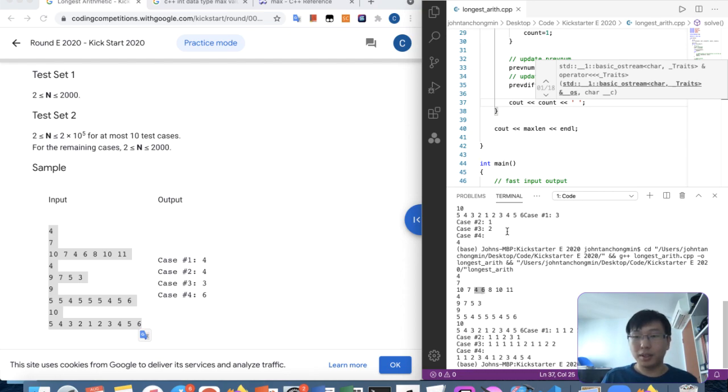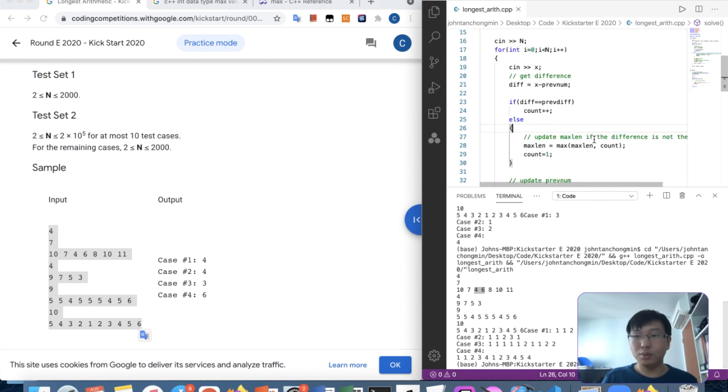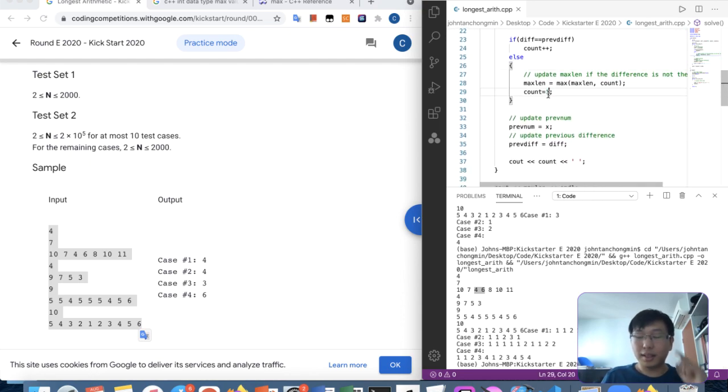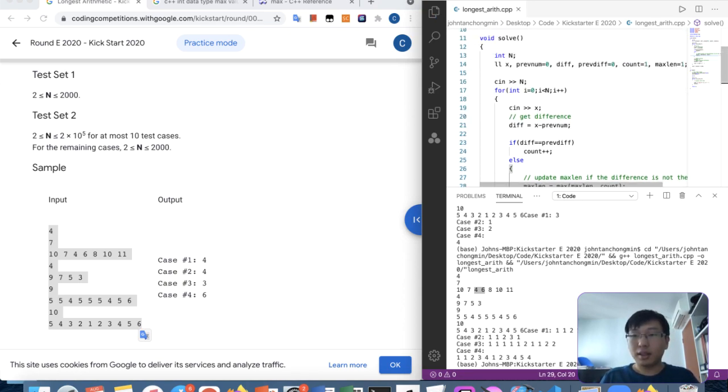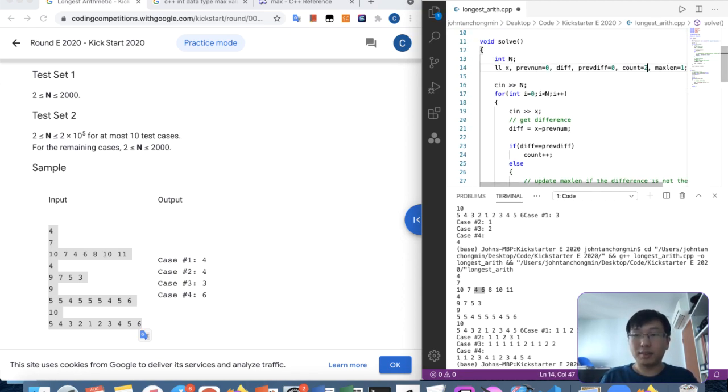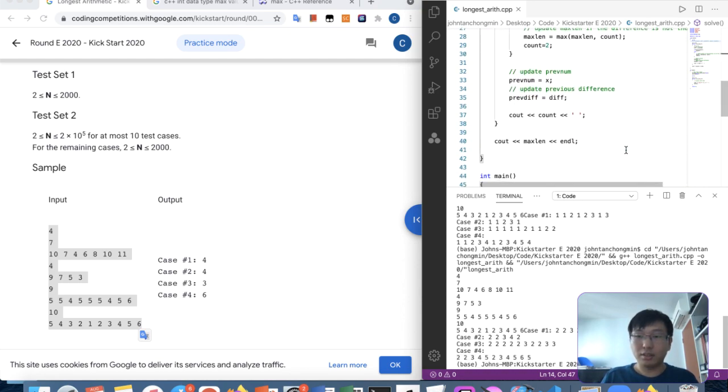This 6 minus 4 will be the difference. So maybe when we start anew, we should make the count equal to 2 already. Maybe we should just start the count as 2, and then we just keep adding. So let's try this. First case we got until 4. It's like 4, 3, 6. Oh, interesting. Okay, so it looks like it's correct already.